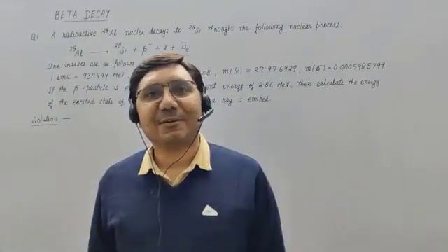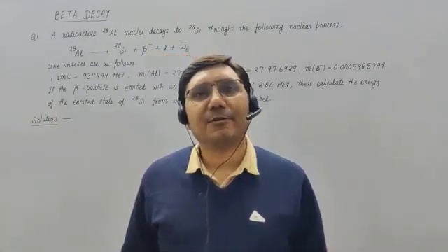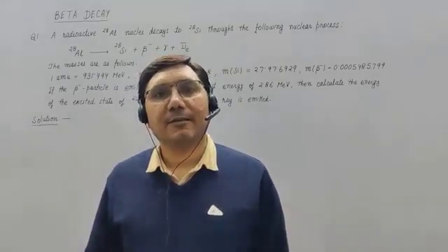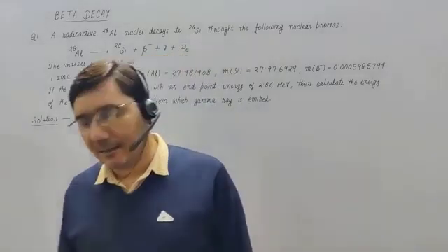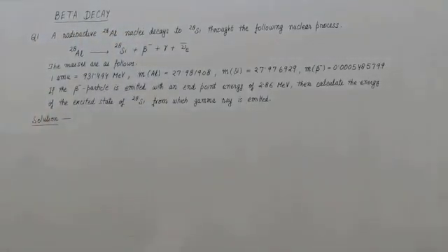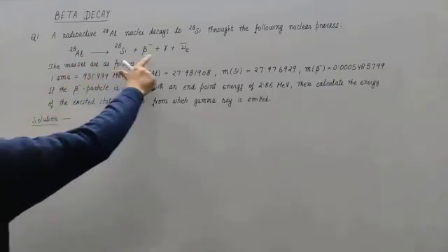Hello students, today in this lecture I am going to discuss numerical problems related to beta decay, which we discussed in the last class. So come to the first problem. A radioactive nuclei 28Al decays to 28Si through the following nuclear process. So this is a beta decay process.